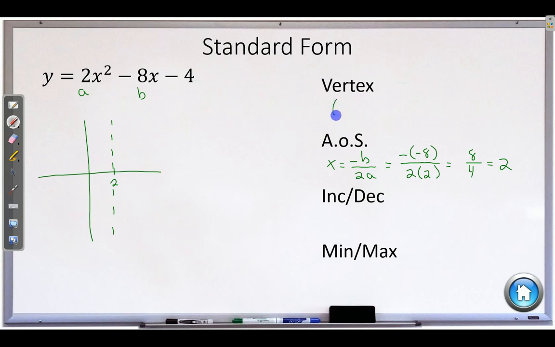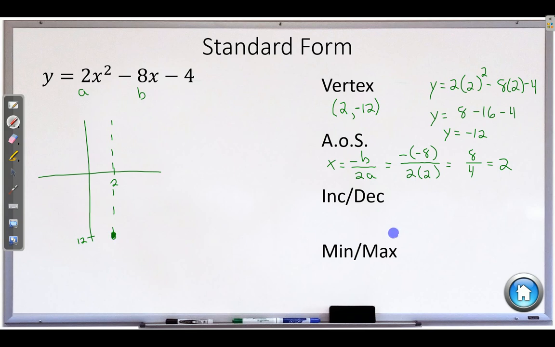All right, so that also gives me part of my vertex, though. It's 2 comma something. Got to figure out the y value. Where is the vertex on this line? To figure that out, plug the 2 into x, and you can find the y. So y is equal to 2 times 2 squared, that's a lot of 2's, minus 8 times 2, minus 4. So we can do a lot of this in our head. 2 squared is 4, times 2 is 8, minus 8 times 2 is 16, minus 4. And finally, 8 minus 16 is negative 8, minus 4 is negative 12. So our vertex is over 2 and down 12.